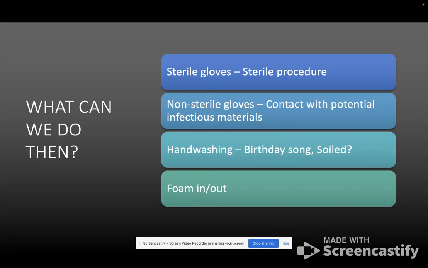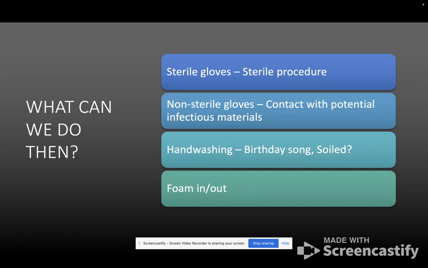So some things that we can do to try to help prevent infection as nurses. We may use sterile gloves for sterile procedures. So if it is an invasive procedure or a procedure that requires sterile technique, we'll make sure to keep our sterile field. We'll put on our sterile gloves appropriately so that there is no potential for contamination. We can use non-sterile gloves or procedure gloves for contact with potentially infectious material.